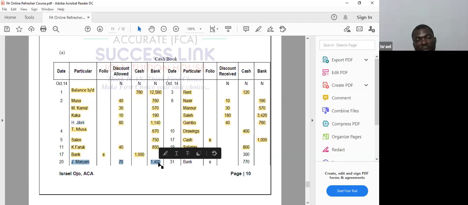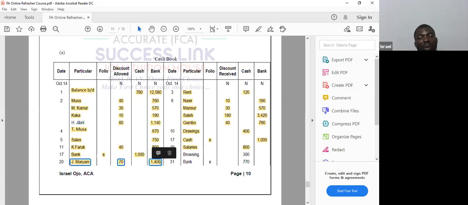0.05 times 1,400. That'll give us 70. So the cash discount allowed is 70. 1,400 minus 70 will give us 1,330. So please, this one here will be replaced by 1,330. Because the money paid by Miriam is 1,330, because Miriam enjoyed a discount allowed of 70.